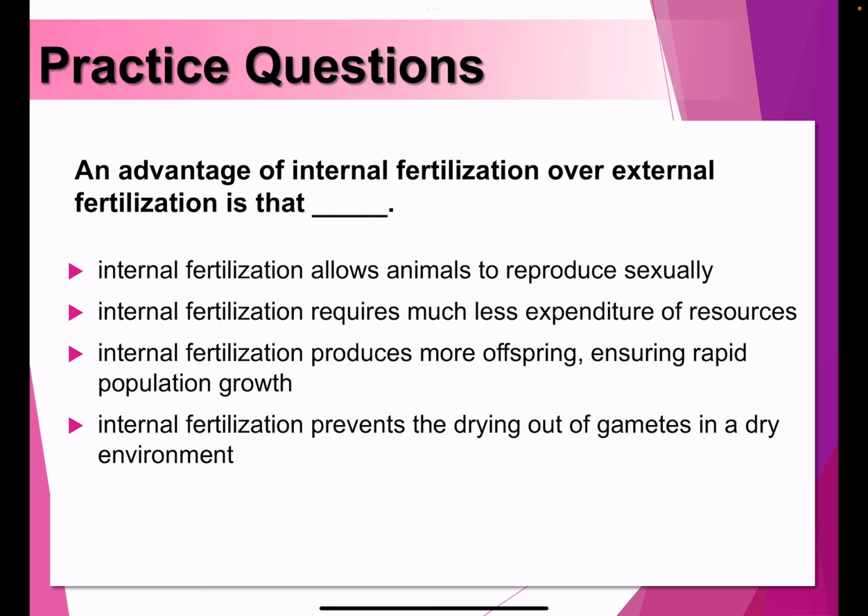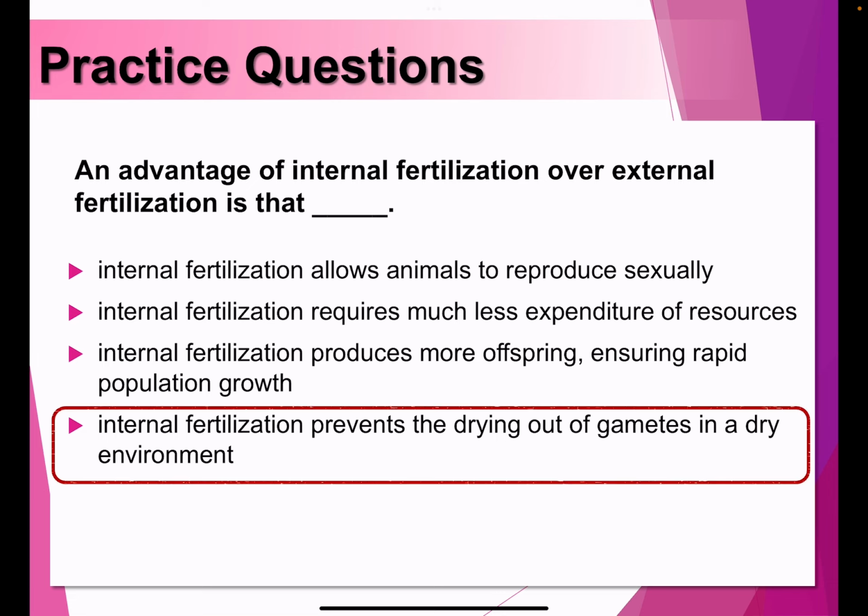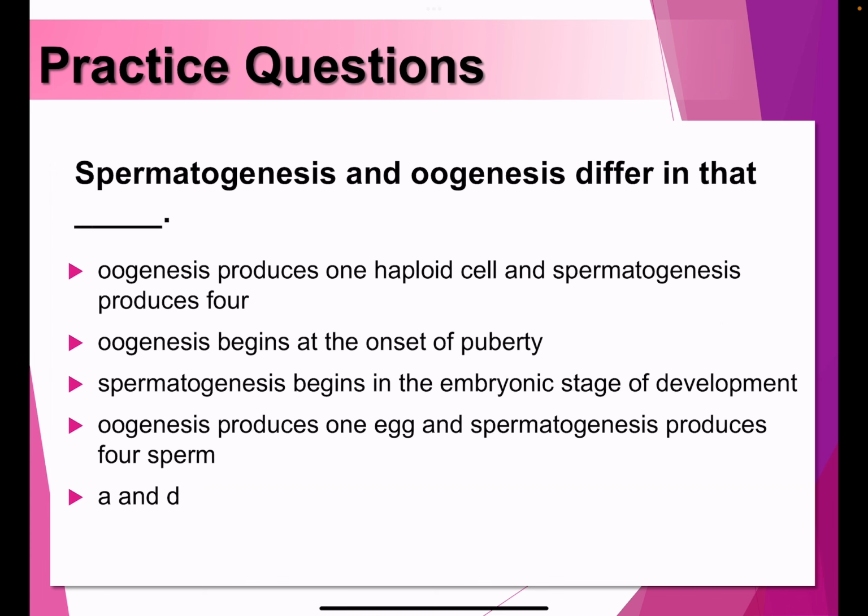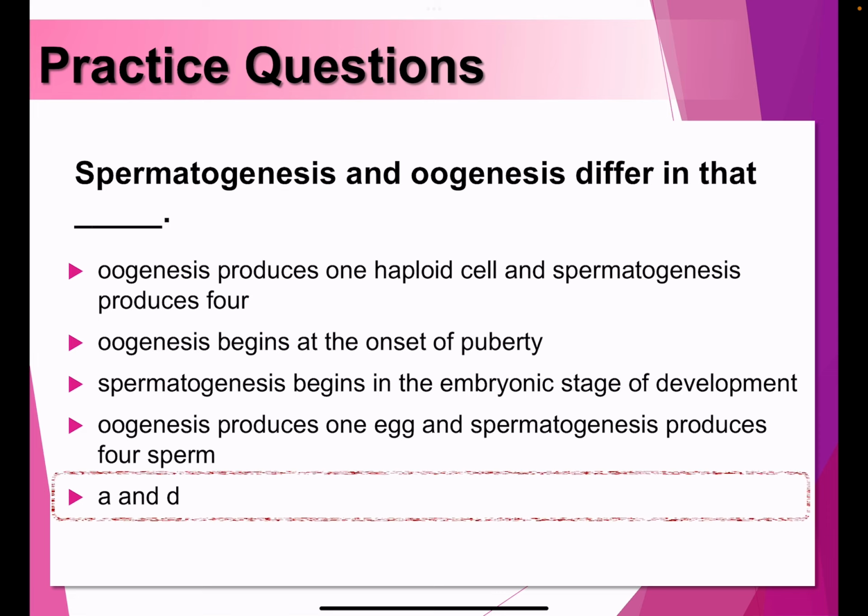An advantage of internal fertilization over external fertilization is that internal fertilization prevents drying out of the gametes in the dry environment. That's the adaptation advantage it has over external. Spermatogenesis and oogenesis differ in a lot of things. So A and D: oogenesis produces one haploid cell, and spermatogenesis produces 4. And oogenesis produces one egg, and spermatogenesis produces 4 sperm.